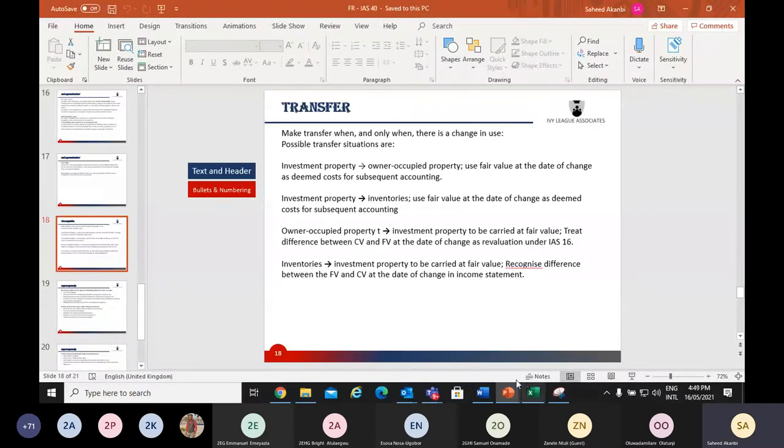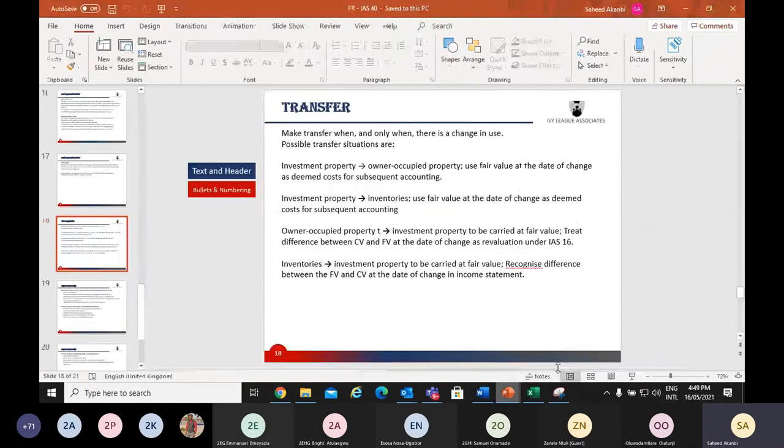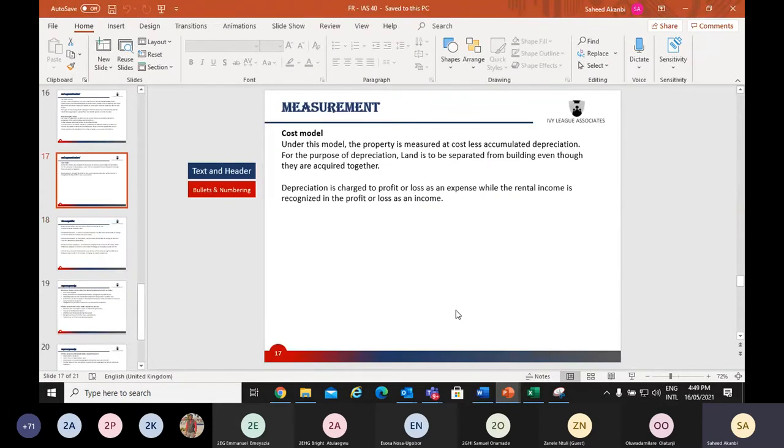Okay, so let's look at some questions here. Before I move to the questions, I want to mention one or two things. Initial measurement for investment property should be cost. Cost takes into consideration transaction cost. Please notice somewhere. Initial measurement for investment property should be cost, and the cost should take into consideration transaction cost.